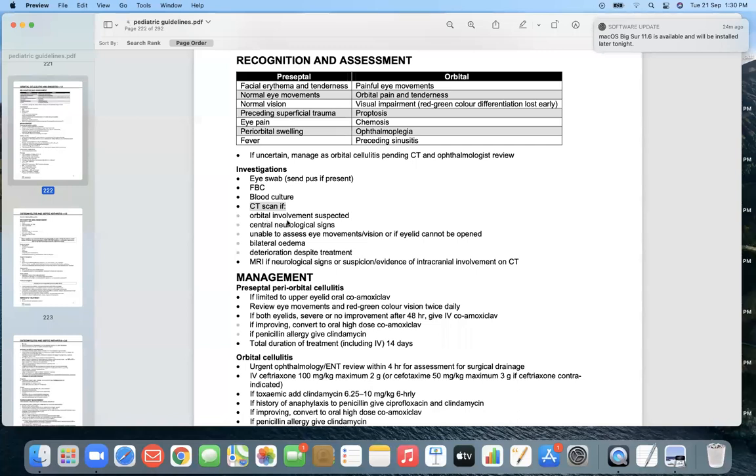If you suspect orbital involvement, if there are any other neurological deficits, unable to move eye movements or vision, and also because the eyelid is so much closed that you cannot open, then bilateral edema, deterioration despite treatment. MRI if neurological signs or suspicion or evidence of intracranial involvement on CT. So you will proceed with MRI if there is evidence of intracranial involvement, that is any complications from orbital cellulitis.